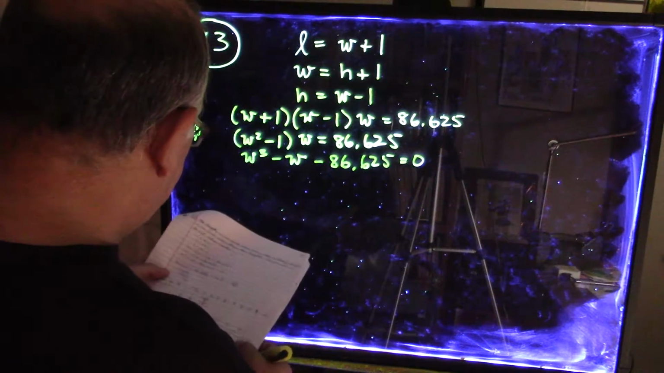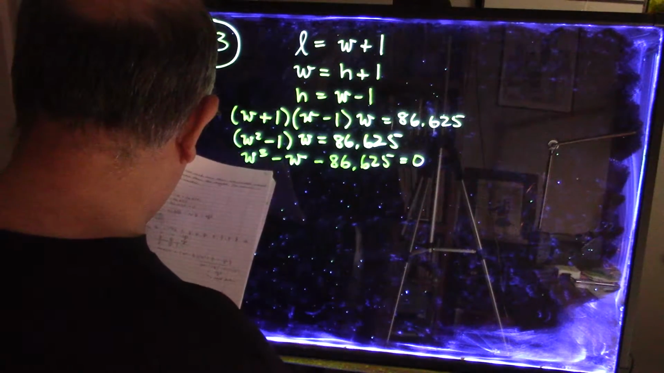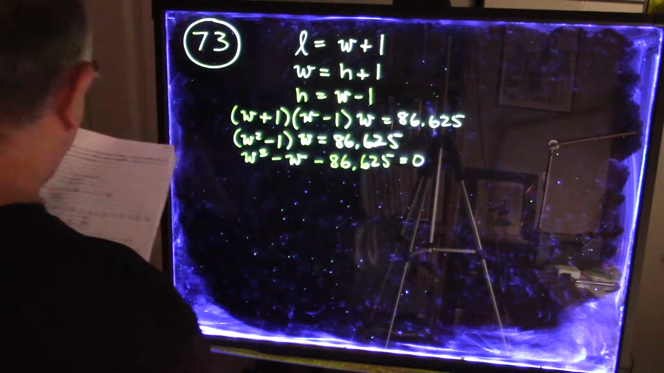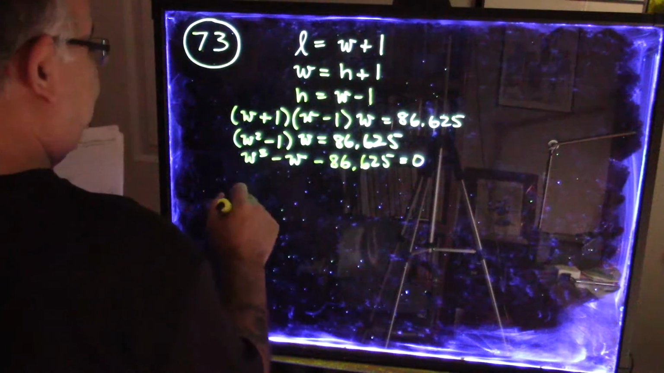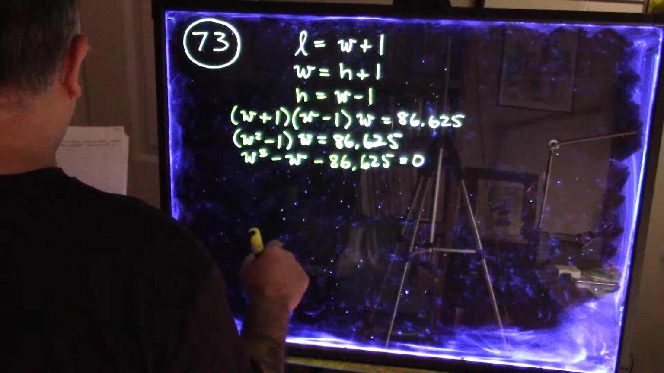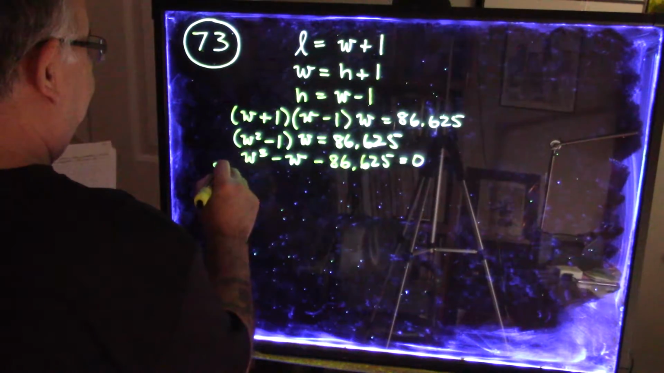But, well, I wonder, can we do this by hand? Sure. You might be interested to see how you would do this by hand. Alright, first you've got to get some rational numbers going here. 86.625, what is that?